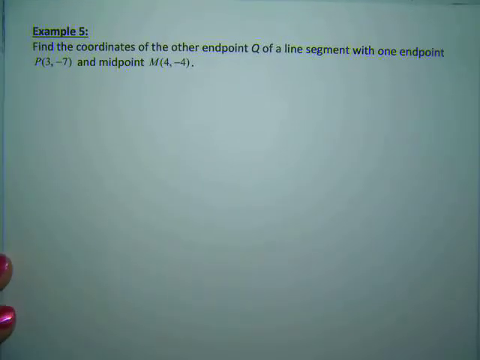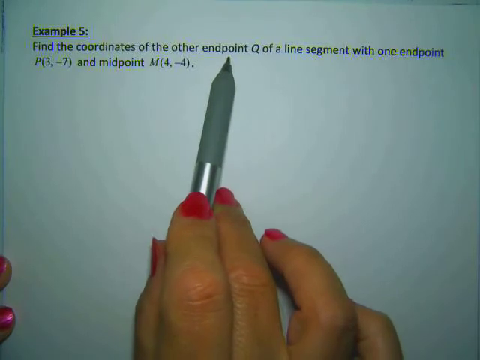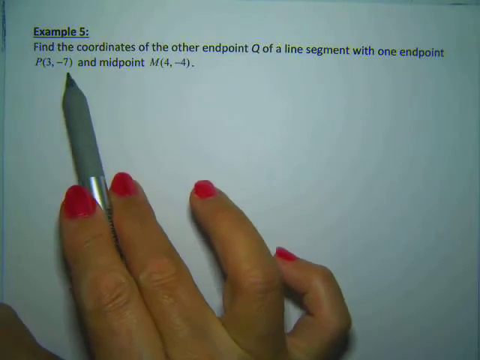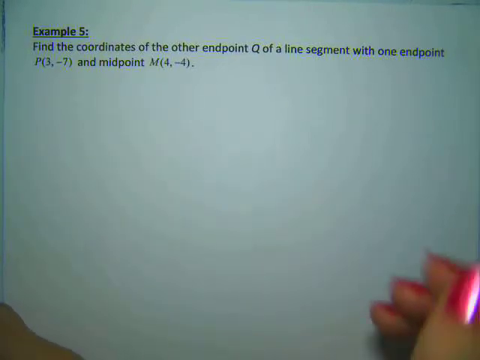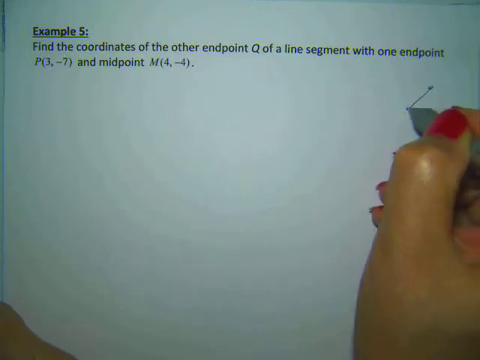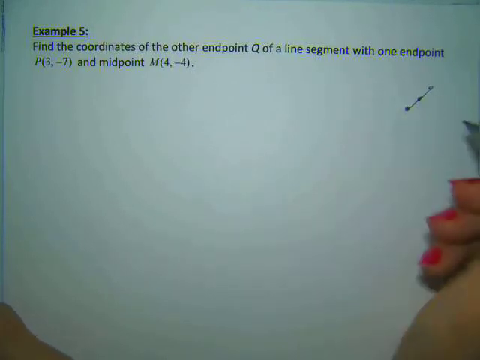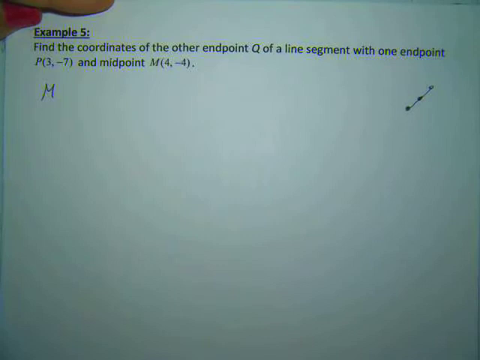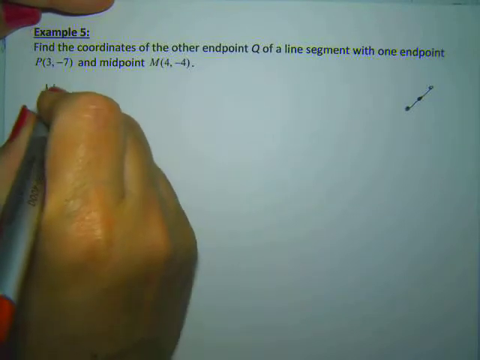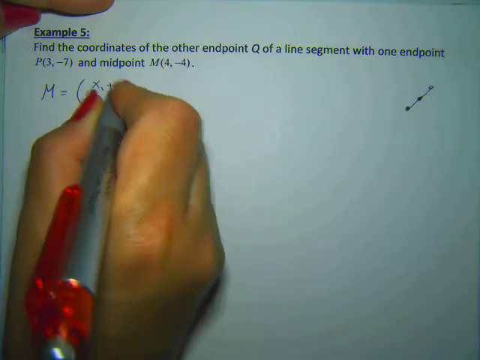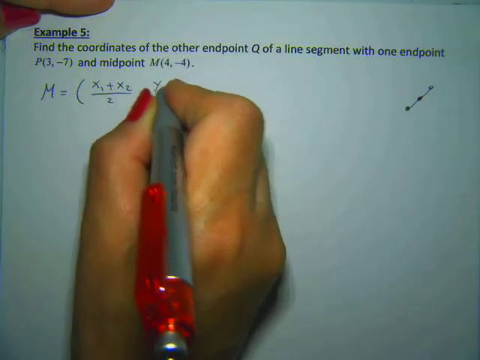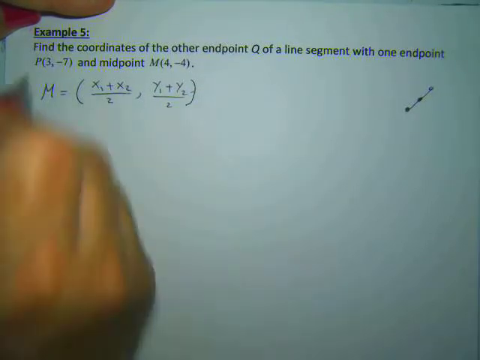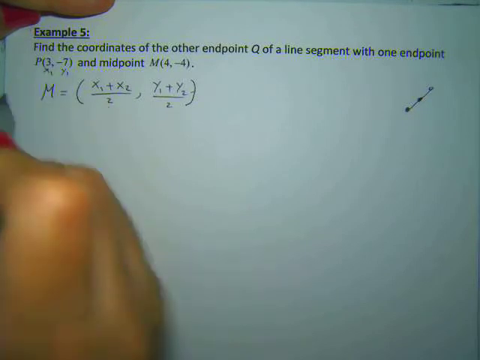Let's see what it is. It says find the coordinates of the other endpoint Q of a line segment with one endpoint (3, -7) and a given midpoint. So this time we are not given two endpoints and asked for the midpoint. We are given one endpoint and the midpoint. Okay, so the midpoint formula from the previous page, let me rewrite it: x1 plus x2 over 2, y1 plus y2 over 2. Now what do we have? We have one endpoint, let's call this (x1, y1), and we have the midpoint.